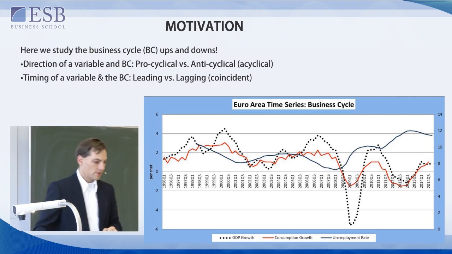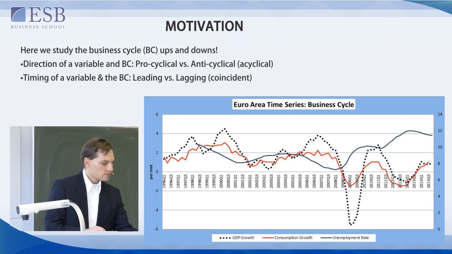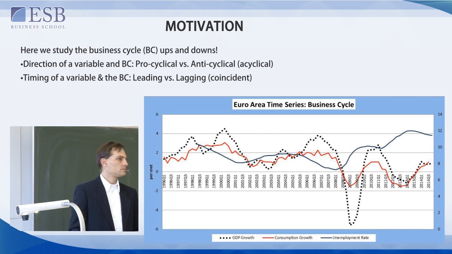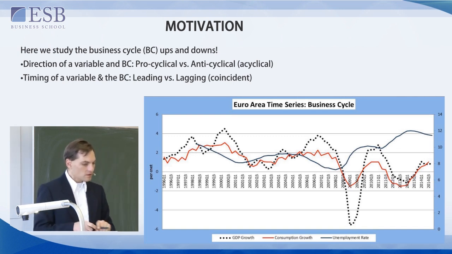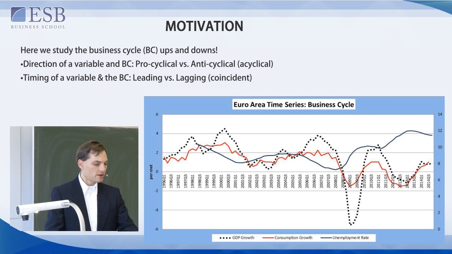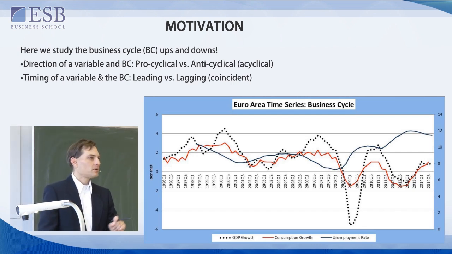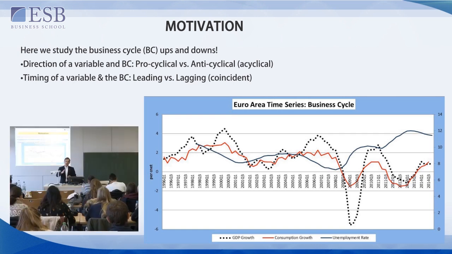But there's even more. We can also distinguish variables, as I told you already, regarding their timing. If we look closely at unemployment and the business cycle, we can immediately see that the unemployment rate is a lagging variable. It lags the timing of the business cycle. The business cycle is my benchmark. Here we have the peak in business cycle growth, and the low point of unemployment is not at the same time as the business cycle peak.